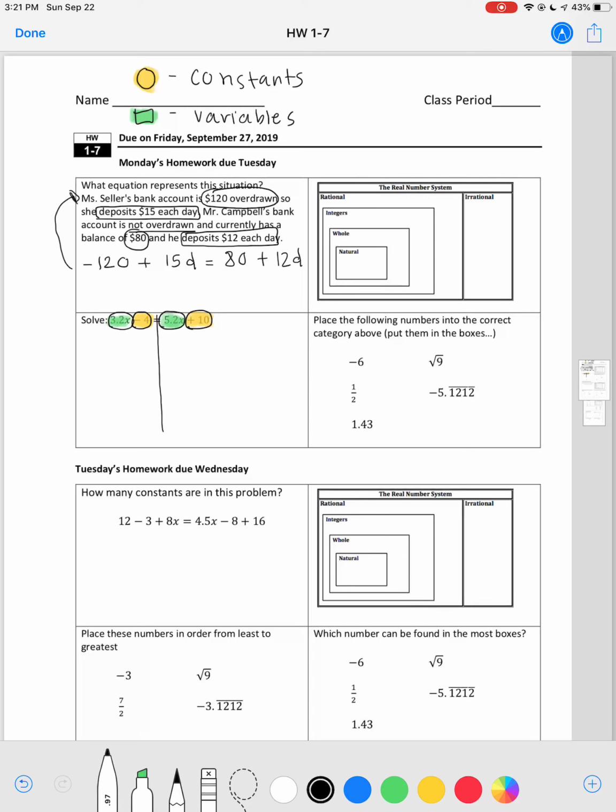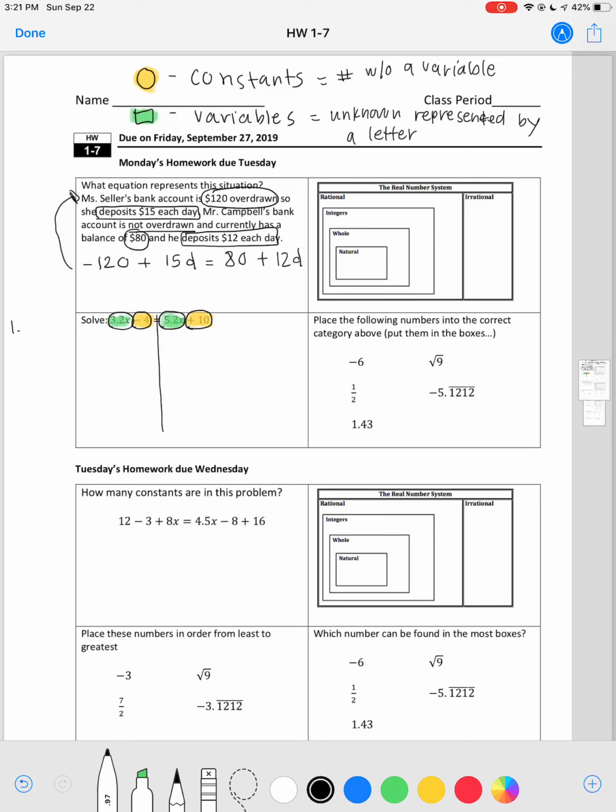So remembering that a constant is a number without a variable, and a variable is an unknown represented by a letter. Okay, so going back to this, we have two constants and two variables, but they're not on the same side, so we're going to be able to skip to step 2.